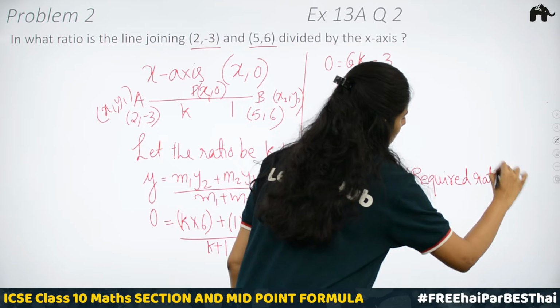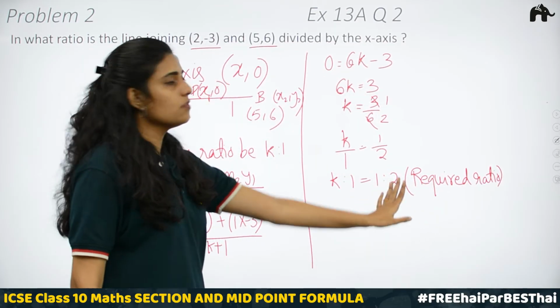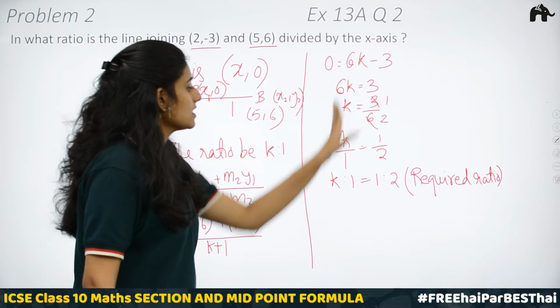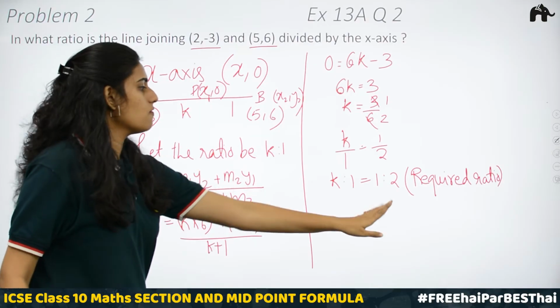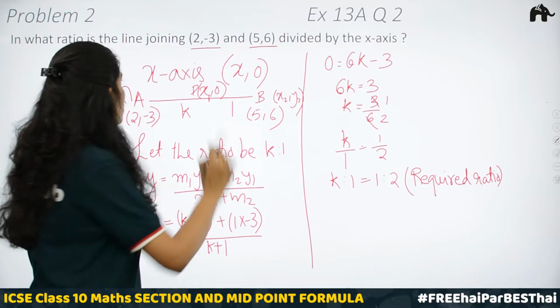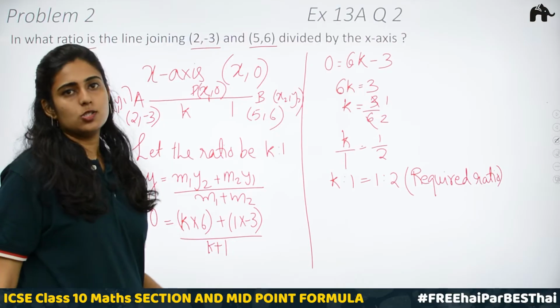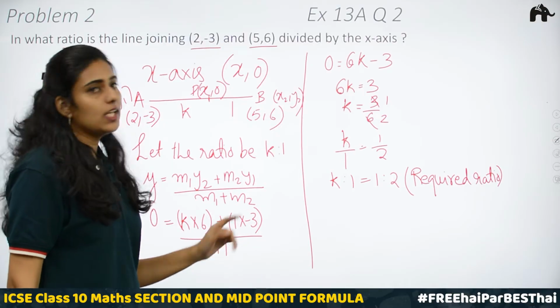Required ratio is k is to 1 equal to 1:2. Got it? So, the x-axis divides the line joining A and B in the ratio 1:2. Here they are not asking us to find the x-coordinate. We only need to find the ratio in this question. Okay, and the ratio is 1:2. Understood this problem? Let's move on to the next question.